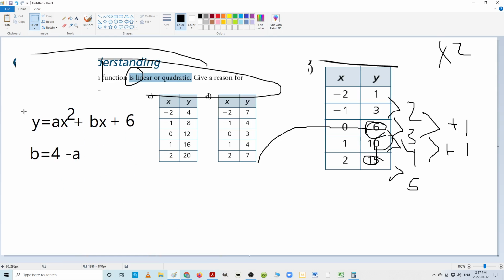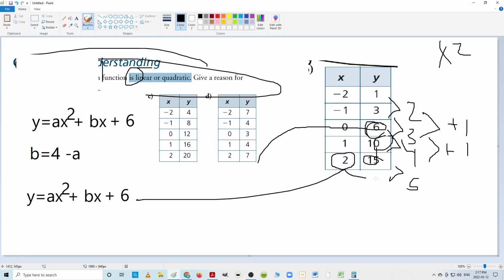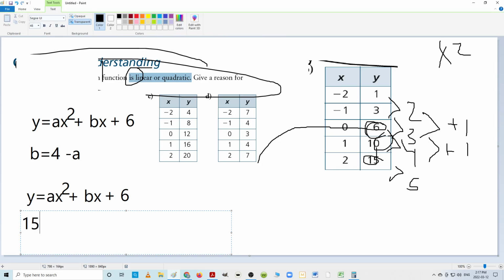Okay, well, I can start with this again. And I'm going to just use 2 because some students have trouble using minus 1. So I'm going to use 2 for x and 15 for y. And I get this. What's 2 squared? 4. Get the number to the other side. Okay, I get this. And now up above, though, I have a formula for b, which means I can replace this with the formula I have up above.